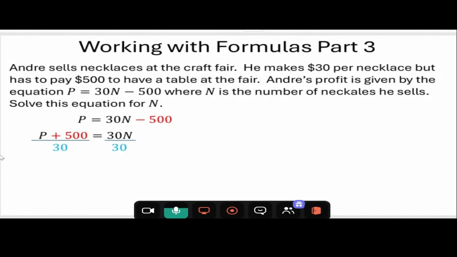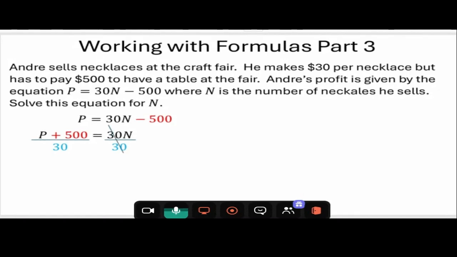We can also separate those out, P over 30 and 500 over 30. There will be situations where that's the most useful thing to do, but this is not that situation. In this situation, what you want to do is almost always divide that entire left side by 30, like we've shown it there. The 30s cancel, meaning the N is now all by itself, which was the whole point. And don't try and do anything with that left side. We don't know what P is.